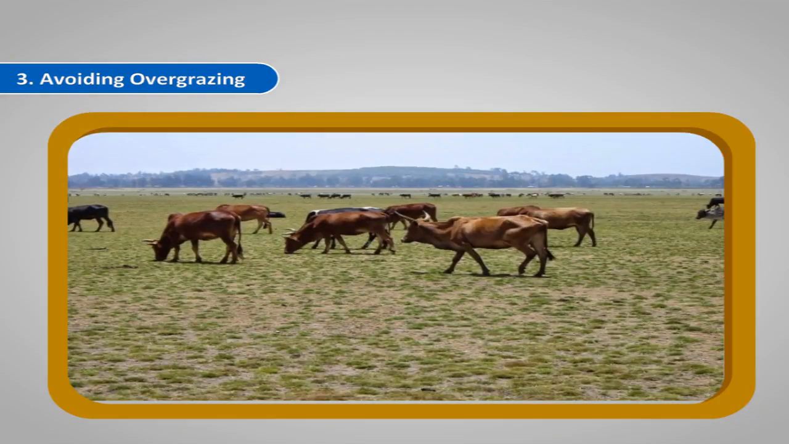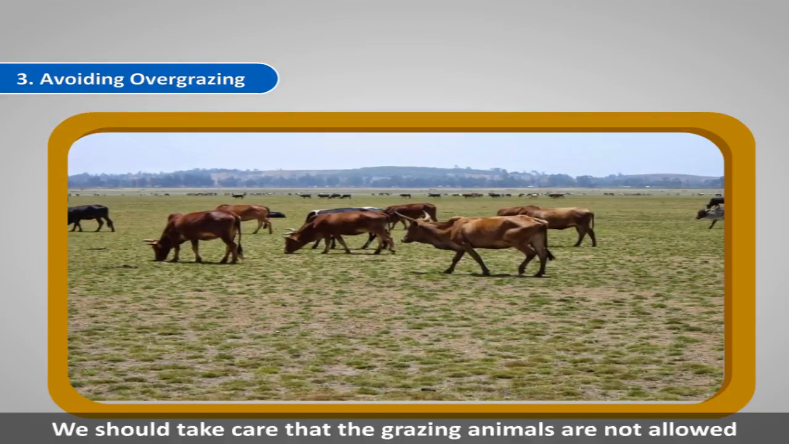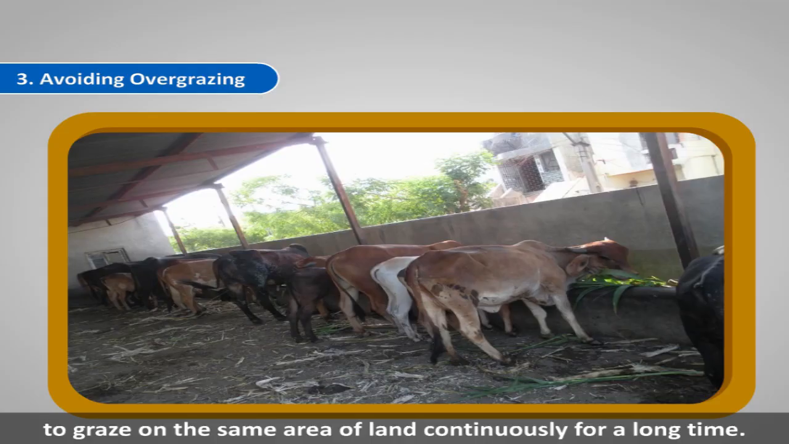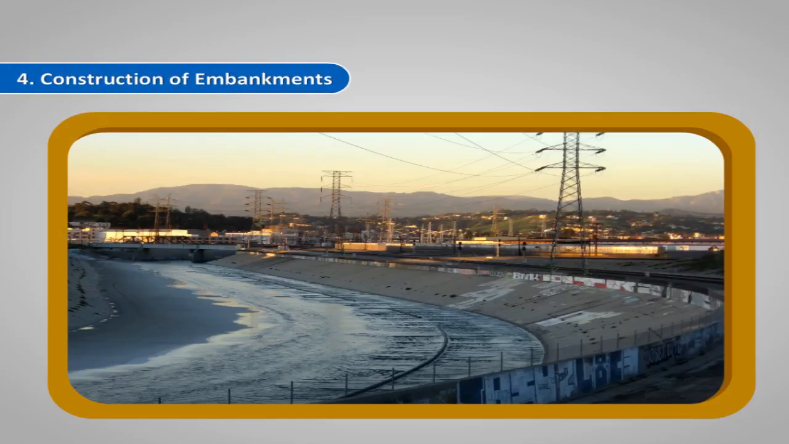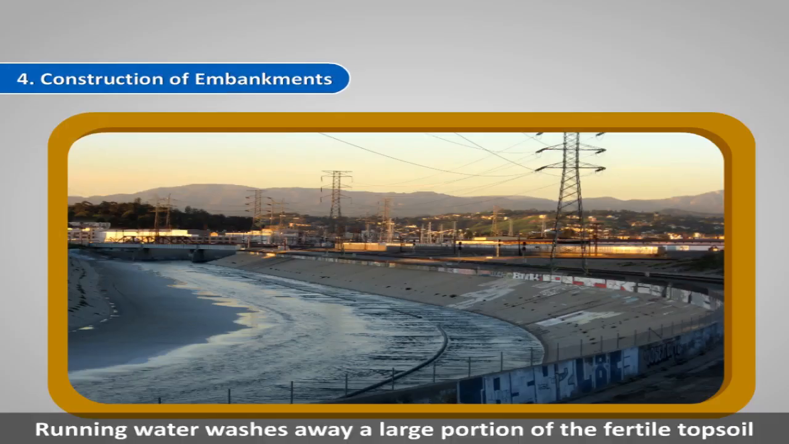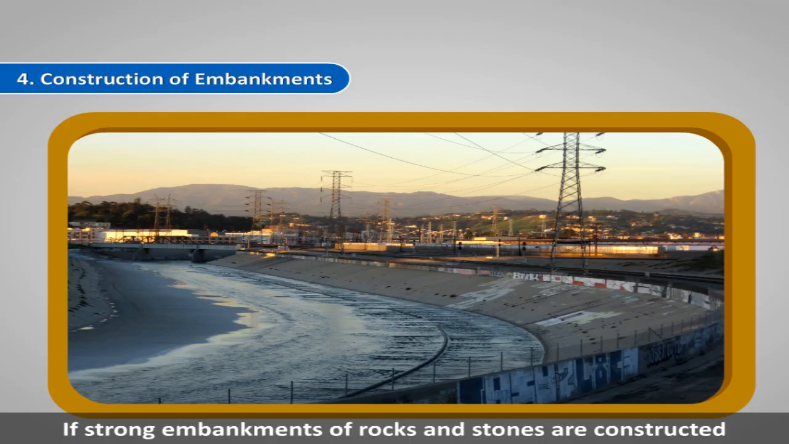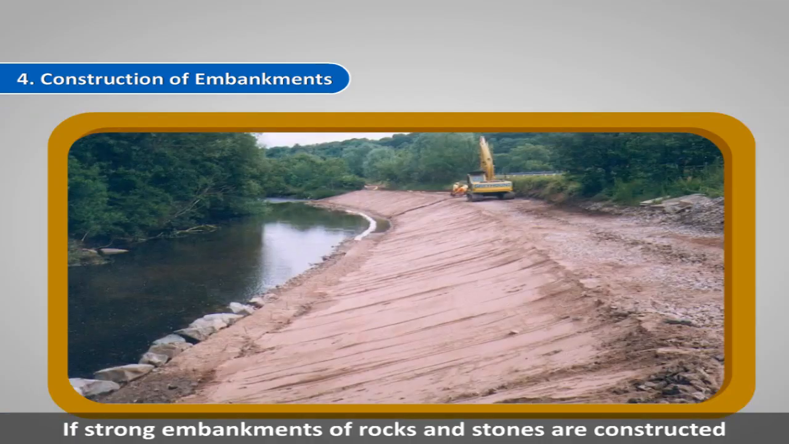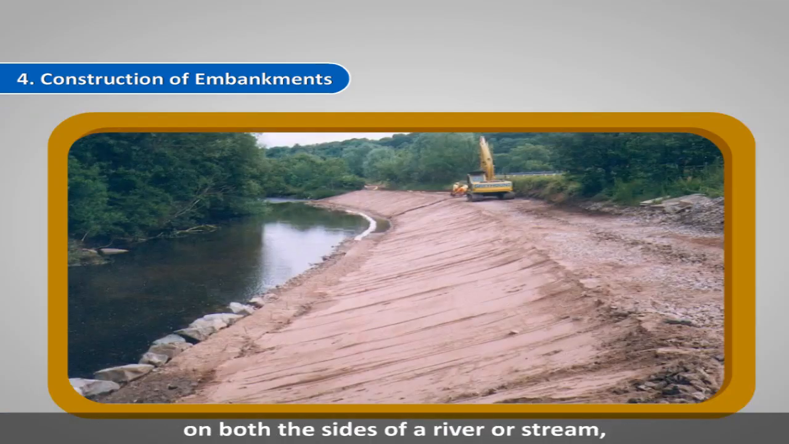3. Avoiding overgrazing. We should take care that the grazing animals are not allowed to graze on the same area of land continuously for a long time. 4. Construction of embankments. Running water washes away a large portion of the fertile topsoil during floods. If strong embankments of rocks and stones are constructed on both the sides of a river or stream, it would help prevent flooding of water in the adjoining fields and check soil erosion.